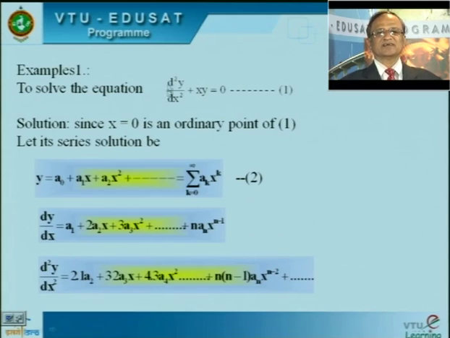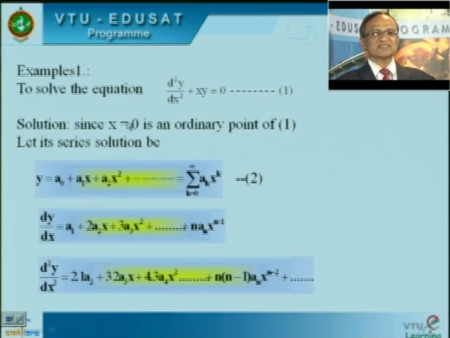How do we say that I will get the series solution for the given differential equation? I want to verify the condition. Put x is equal to 0 in the coefficient of d square y upon dx square. What is the coefficient of d square y upon dx square? 1. It means the polynomial is not equal to 0. So x is equal to 0 is an ordinary point of the given equation, right?